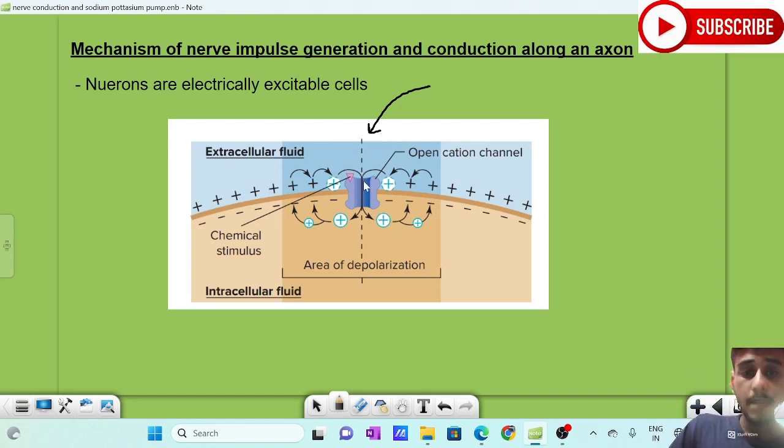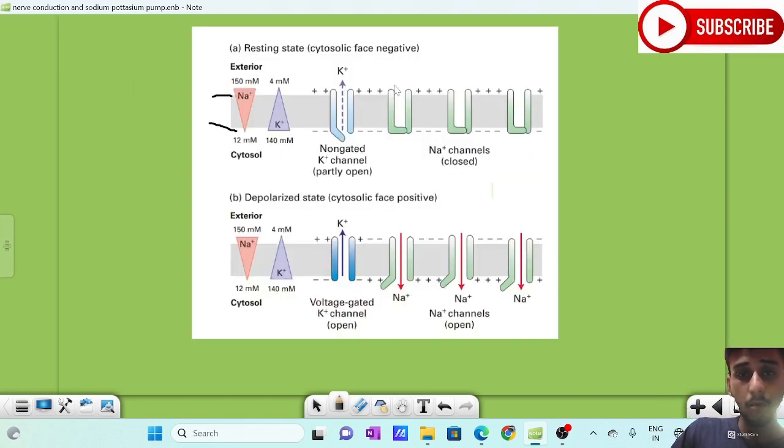So here the positive charge will develop. What will this positive charge do? This positive charge will open the rest of the voltage gated sodium channels. So what happens? The cell becomes more and more positive. Thus the positive region will be depolarized. Depolarized means the depolarized condition of the signal has occurred.